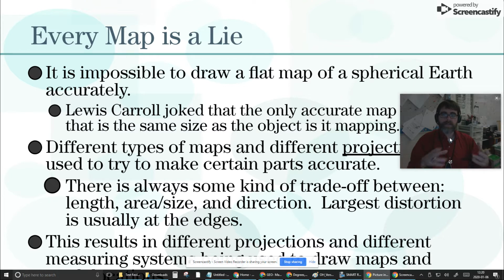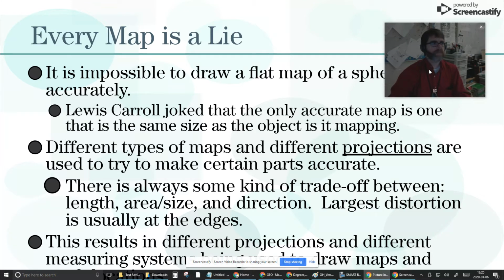It's absolutely impossible to draw a flat map of a spherical Earth accurately because when you try to take that Earth and flatten it out, you end up having to distort something. Lewis Carroll, who wrote Alice in Wonderland and Through the Looking Glass, once joked that the only way to have an accurate map is to have one that is the exact same size as the object you're trying to map. And so in this short story, he talked about this town that had a map that was the size of the town and literally covered the town, and everything was in a 1-to-1 ratio. And that's fine and all, but of course, it's impractical.